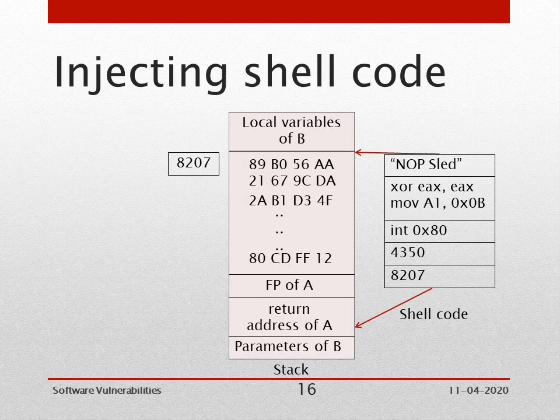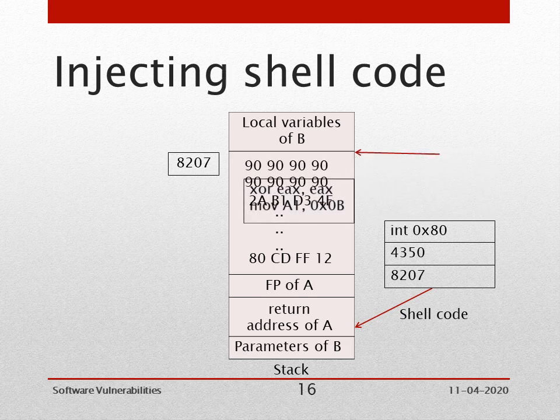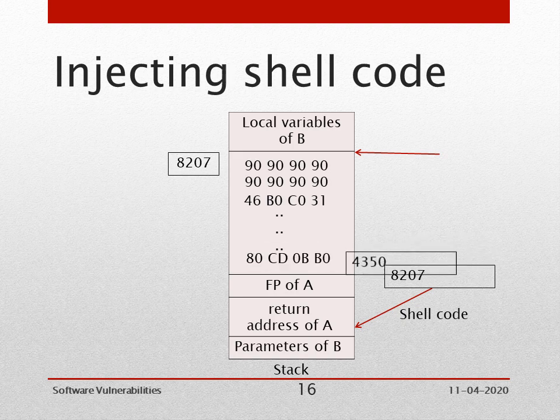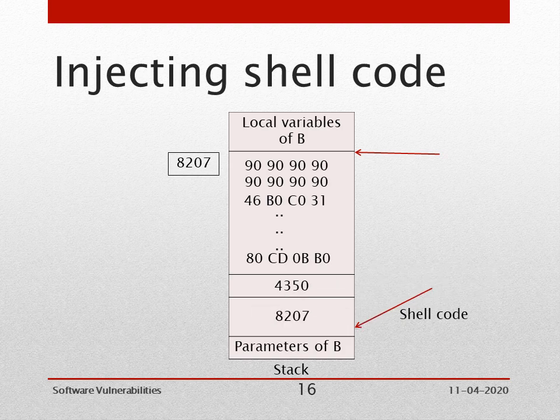The animated picture illustrates how a shellcode gets injected. Function B takes the array input from the user. The shellcode is provided as the input, which gets located at the address 8207. The buffer overflows and finally the value 8207 gets written into the location where the return address of function A was stored. As a result, when function B returns, the shell code starts executing and the attacker takes control over the system.